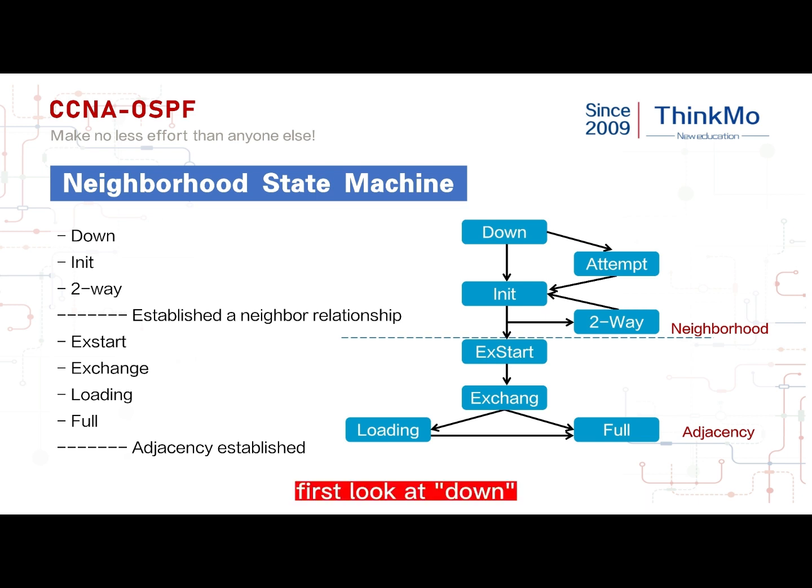First look at down, followed by init, now called initialization. Then two-way, which is equivalent to a watershed. Further down is exstart. The next one is exchange. Next is loading. The last one is full. Okay. Let's explain them one by one. These are the 7 states.